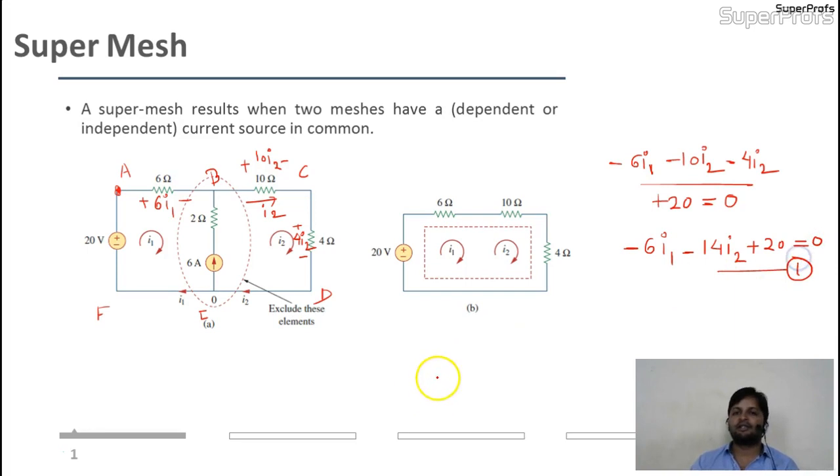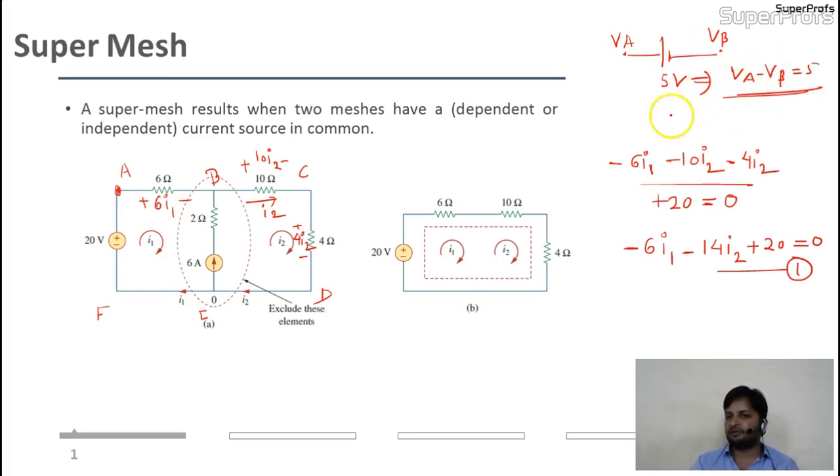Equation 1. Now I have only one equation and two variables, I1 and I2, so I need another equation. See, in the nodal analysis super node concept, if this is voltage VA, this is voltage VB, and an independent source like 5 volts was there, we were taking VA minus VB equal to 5.